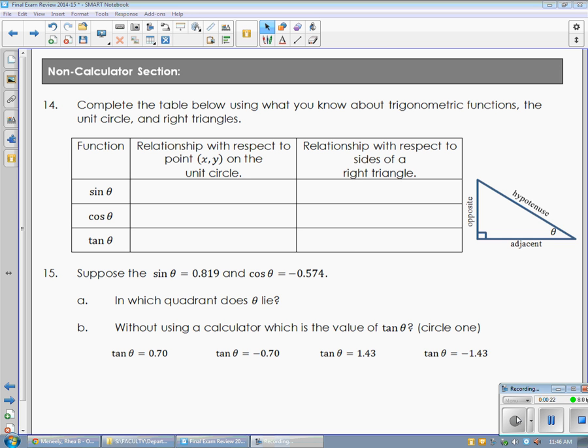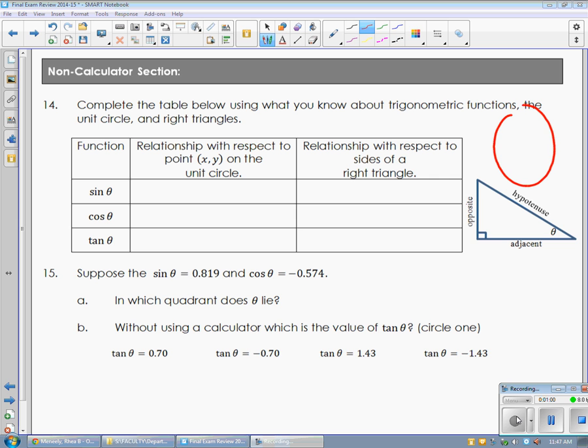So in number 14, you're just asked to complete the table using what you know about the trig functions, the sine, the cosine, and the tangent. We're going to first look at the relationships with those trig functions to the unit circle, and then look at the relationship of those functions with respect to a right triangle. Because sometimes we're dealing with values that are on the unit circle, within one radius. Our unit circle, remember, has a radius of 1. If it's not on the unit circle, then we have to revert back to what we remember about right triangles and the Pythagorean theorem.